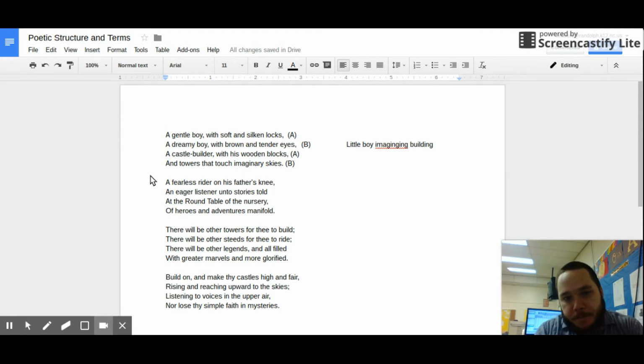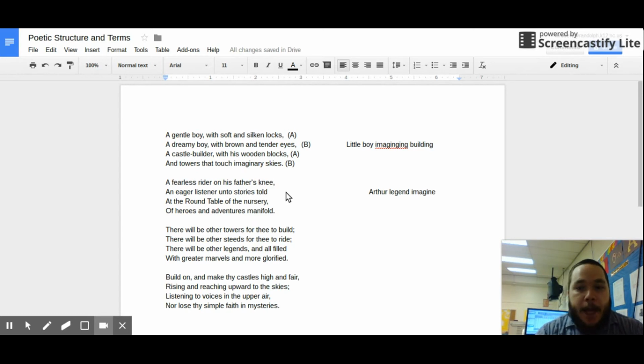All right, so let's look at the next stanza real fast, and we'll annotate it the same way. A fearless rider on his father's knee, an eager listener unto stories told, at the round table of the nursery, of heroes and adventures manifold. So once again, we're in this little boy's imagination. We have to remember that from the first stanza. It doesn't usually change over that much. So basically, we're looking at Arthurian legend, knights and dragons. I'll put Arthur legend next to this, and imagination.